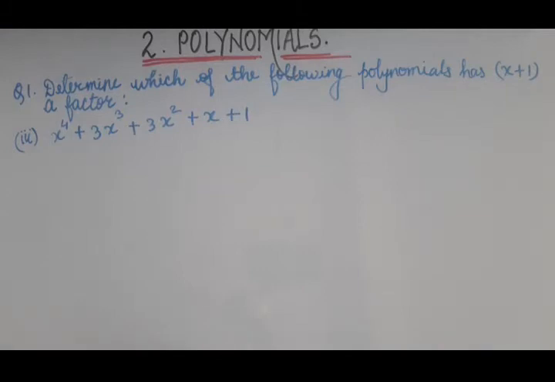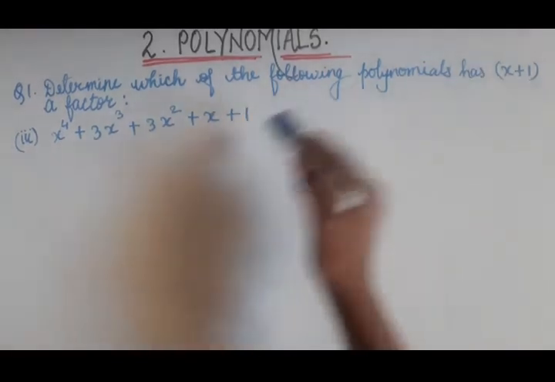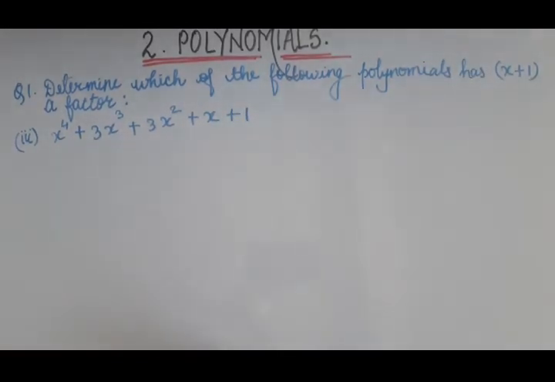So the third question is x raised to 4 plus 3x cube plus 3x square plus x plus 1. And here again we need to find whether x plus 1 is a factor of this polynomial or not. So here we are going to use the factor theorem, right? If the remainder is 0, then it will be a factor. If the remainder is not 0, then it will not be a factor. And x plus 1 we are going to consider as divisor.